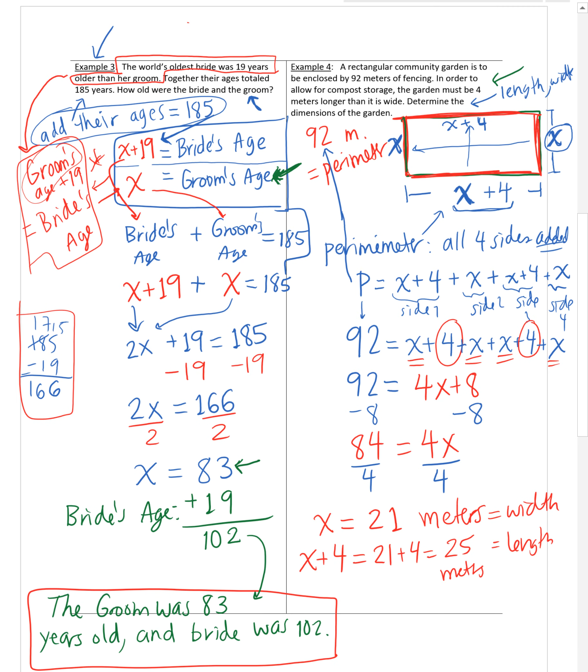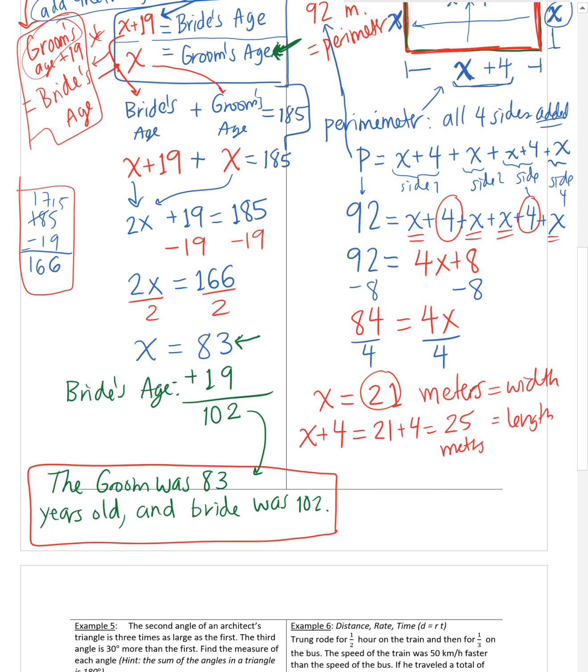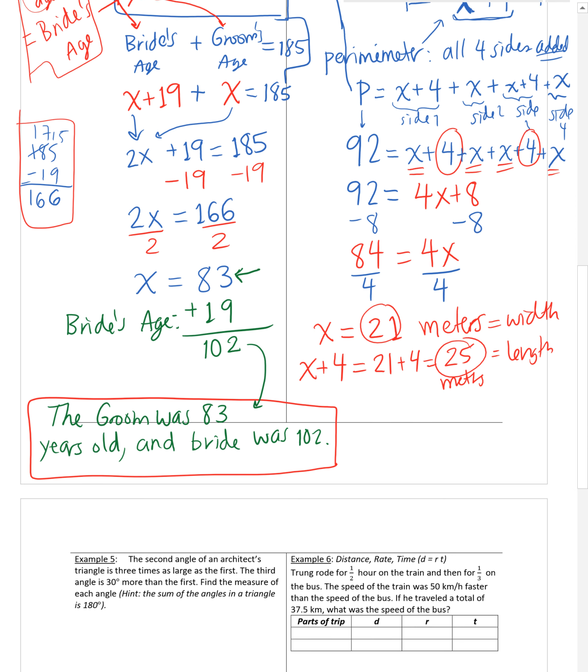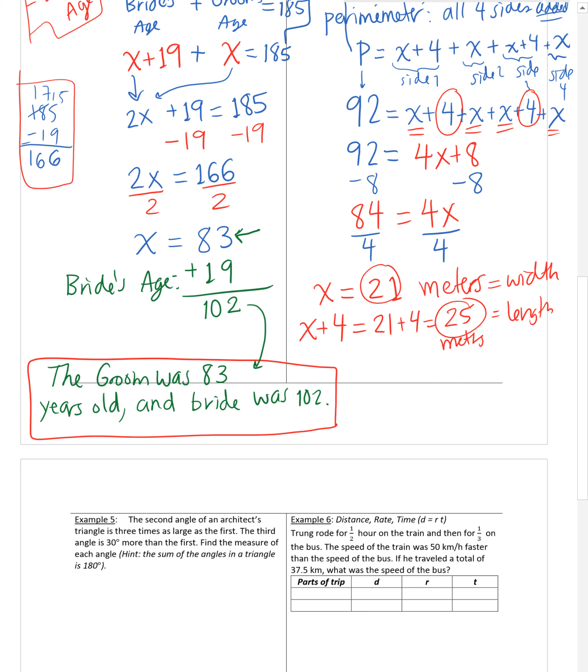All right, I think we found both of them. The two answers we want are 21 and 25. But we better write it in a sentence, right? I learned my lesson. I almost forgot on the other ones. All right, so the width of... I don't even remember what we were talking about. Oh, the garden, that's right.